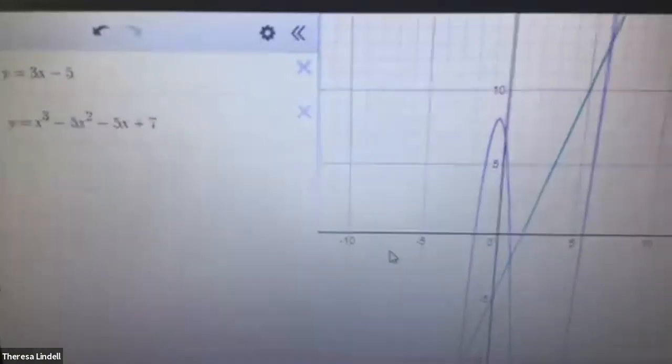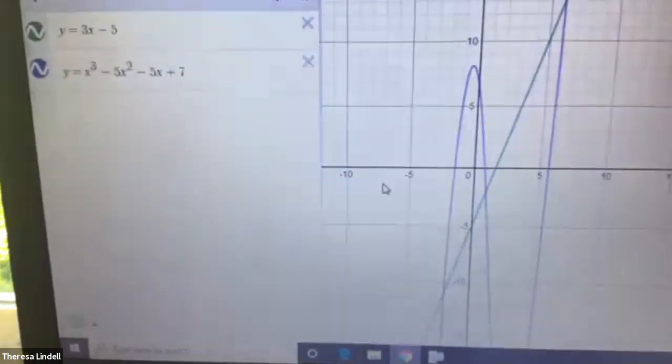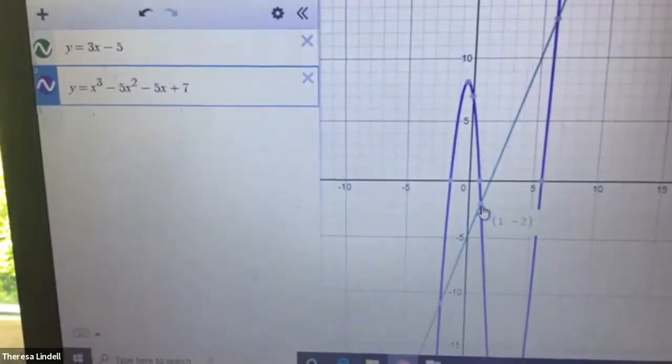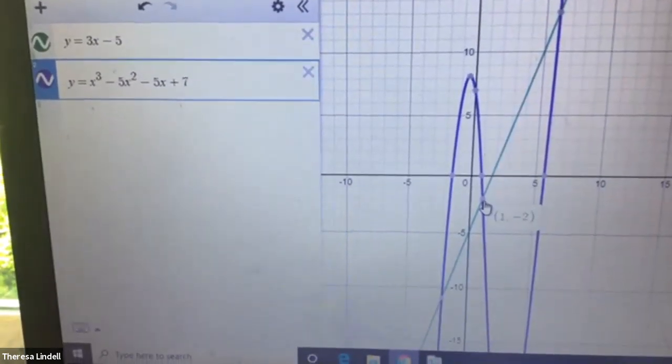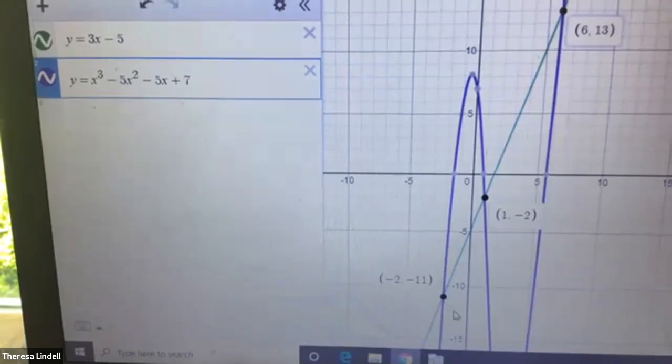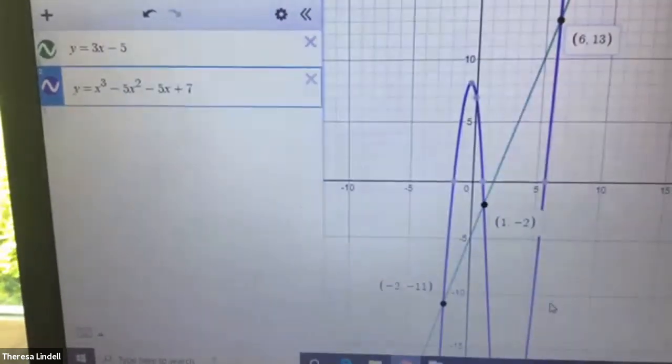Here we go. So back to Desmos here. Sorry that it gets darker and then lighter. So graph both of those, and I think we're feeling good. Was one of our answers at 1, -2? Yes. And then 6, 13, I do remember. And then -2, -11. Correct. Yep.